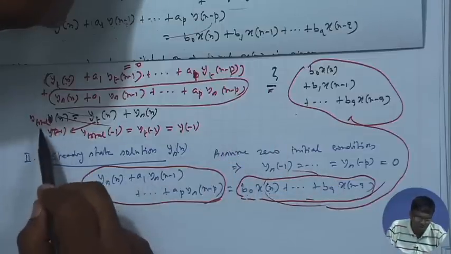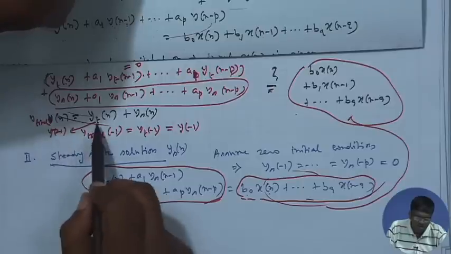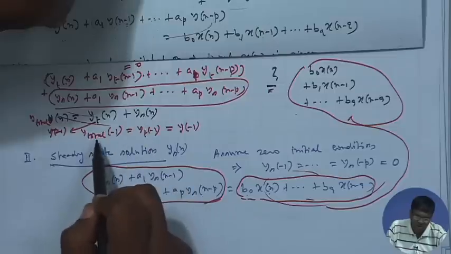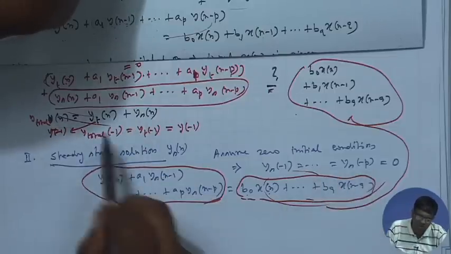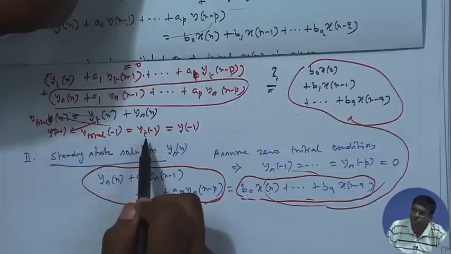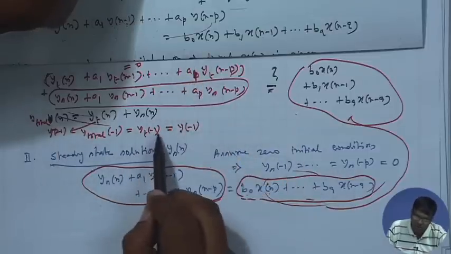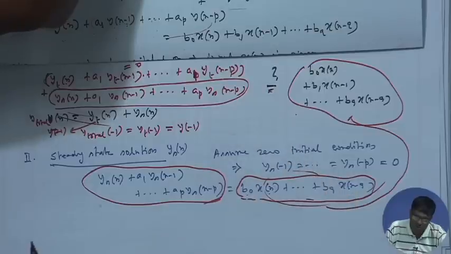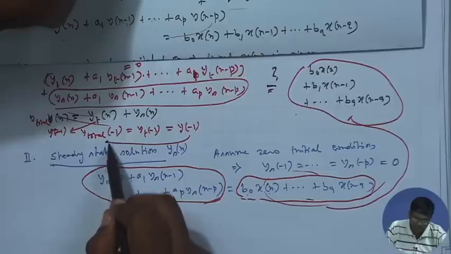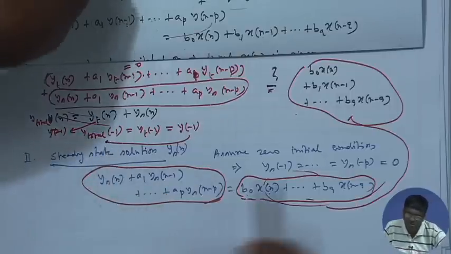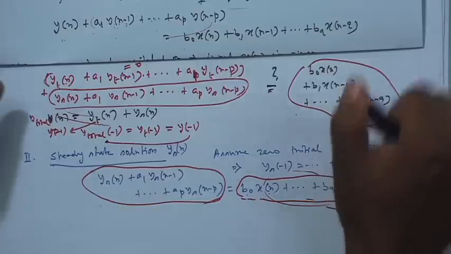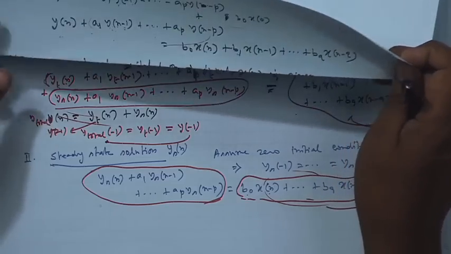If I call that solution y total n, the summation of y t n plus y s n, then y total minus 1 is y t minus 1 plus y s minus 1, but y s minus 1 is taken to be 0. So y total minus 1 is y t minus 1, but y t minus 1 was obtained by equating it to the given initial condition y minus 1. So this is satisfied. Same for y total minus 2 is y minus 2, y total minus 3 is y minus 3, and so on. Obviously, we can write the solution y total n as the summation of y t n plus y s n.